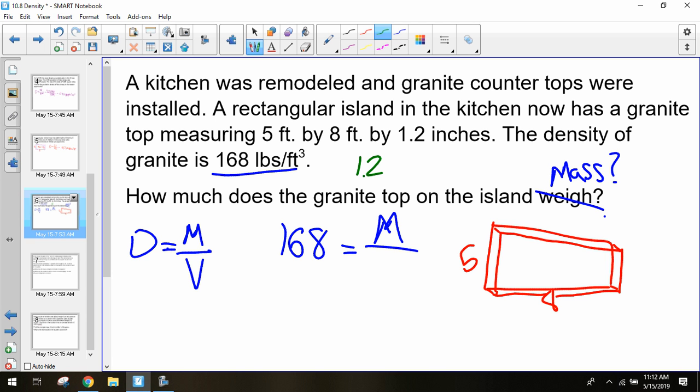Can you do that on the computer? We know there's 12 inches in a foot, right? So if we take 1.2 and divide it by 12, that's how many feet we have. So 1.2 divided by 12 is 0.1 feet. So that's going to be our thickness we have right here.